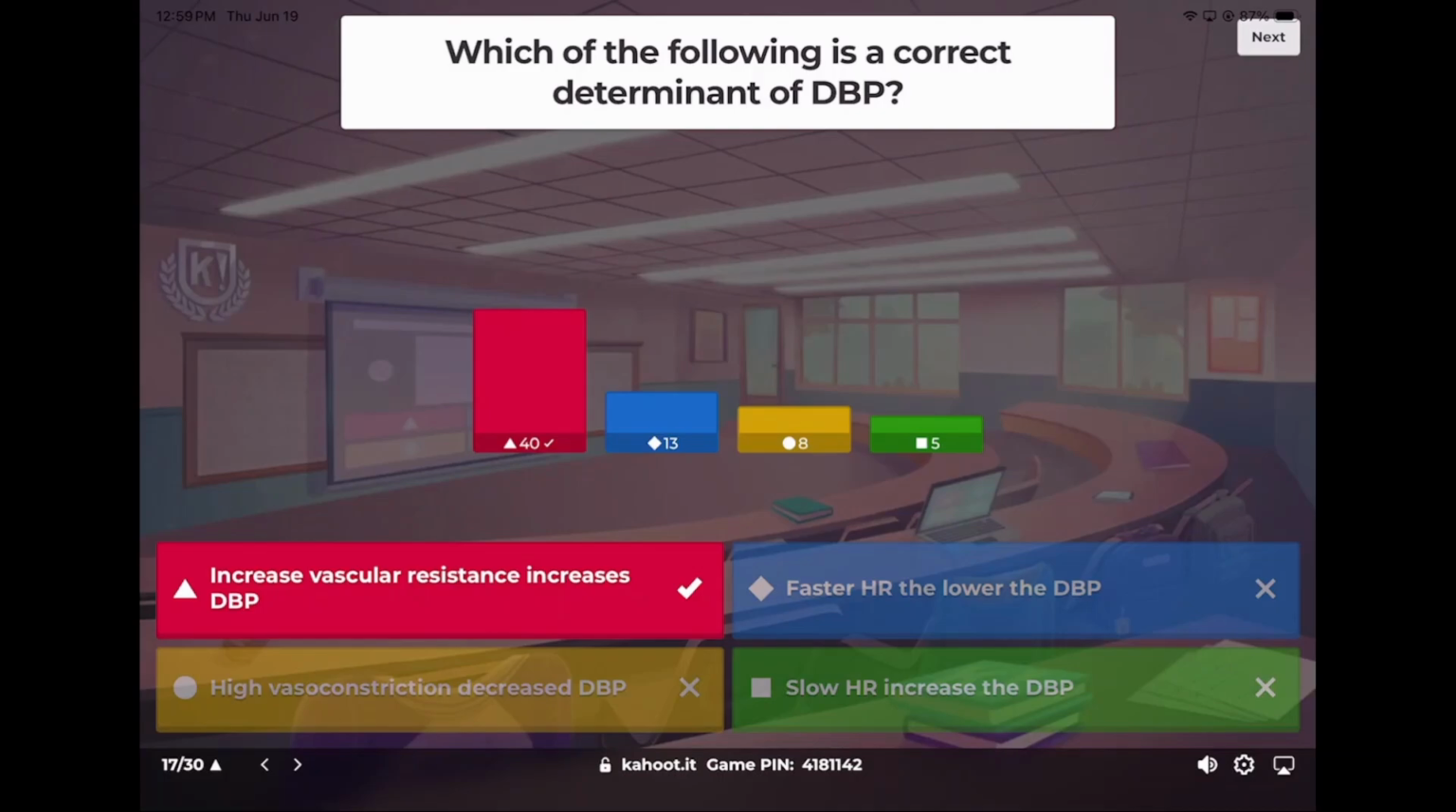Faster heart rate lowers the DBP? No, a fast heart rate increases the diastolic blood pressure. And therefore, a slow heart rate will lower the diastolic blood pressure. So the red and the green ones were just opposite, but they were both not true. High vasoconstriction decreases DBP, which is just the opposite of the red one. Okay? Any questions about that one? That was a thinking one. Yes.